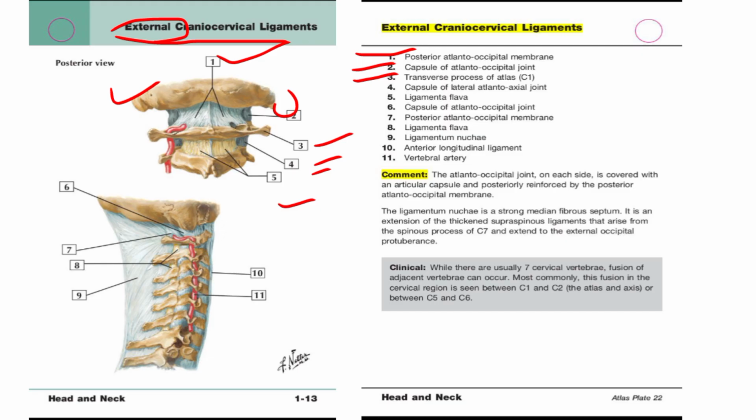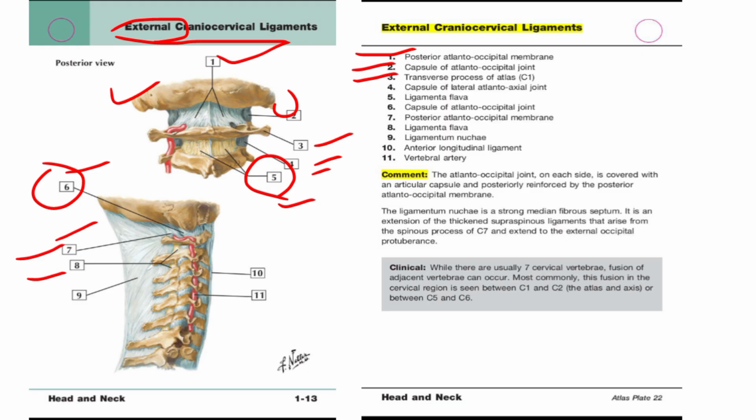Label 5 is the ligamentum flavum. This is present in the cervical vertebrae. Label 6 is the capsule of the atlanto-occipital joint. This is also a capsule. Label 7 is the posterior atlanto-occipital membrane.